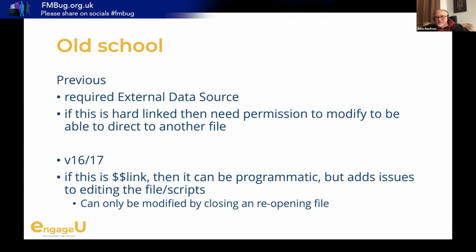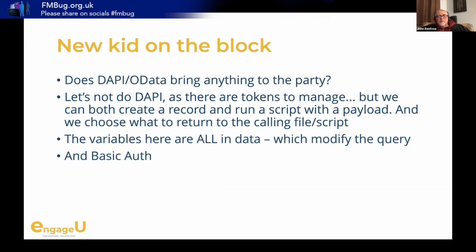Obviously, around version 16.17, we got the opportunity for that external data source to be a $double variable. So it can be programmatic. You can set it in a script. It adds a bit of complexity if you've forgotten to run the script and you want to go and edit something or use Developer Assistant to do a search, because it'll say, I can't find a file. And you can only modify that link by closing and reopening the file. You can absolutely reset it to a different value, but only by closing and reopening. So it's not dynamic in any kind of way.